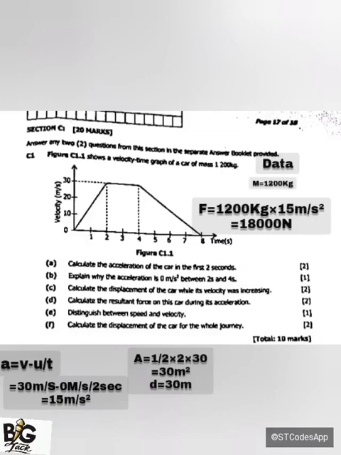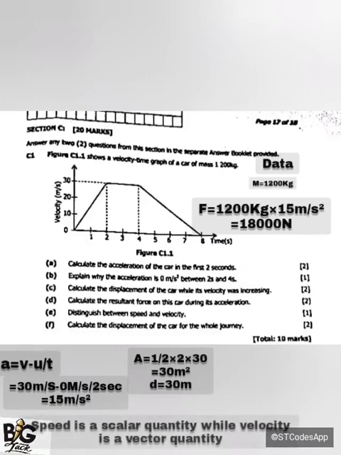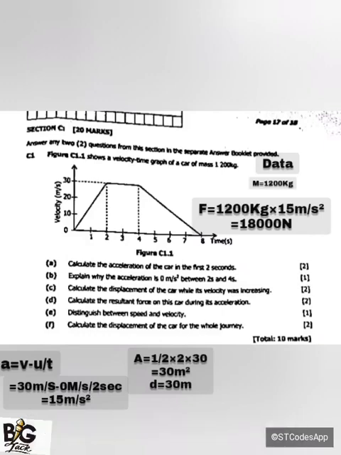So speed and velocity. On this part E, the difference between speed and velocity is that speed is a scalar quantity and velocity is a vector quantity. So I'm going to say speed is a scalar quantity while velocity is a vector quantity. So that one is the difference. Apart from that, you can also give them the definitions of speed and velocity. As for speed, you are going to say speed is the change in distance with time, while velocity is the change in displacement with time.